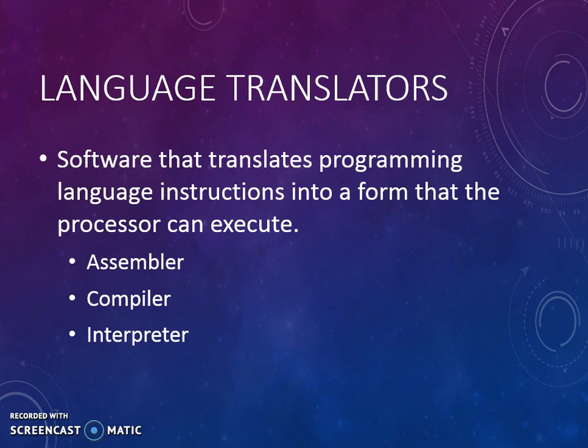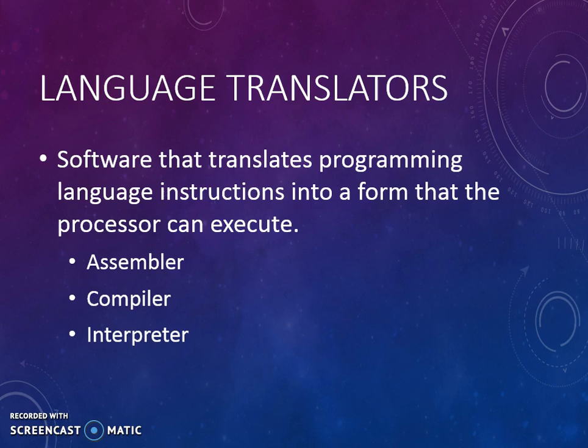Another type of system software are language translators. A language translator is a piece of software that translates programming language instructions into a form that the processor can execute. Now, as you're coding, you may be coding in a language such as Visual Basic, for example, Python, C#. These are different programming languages. Let's take Visual Basic. When you hit the play button to execute those instructions, what is actually happening is the program is being compiled or interpreted.